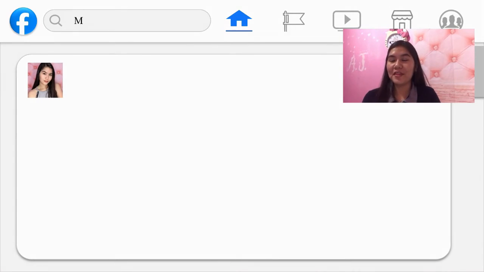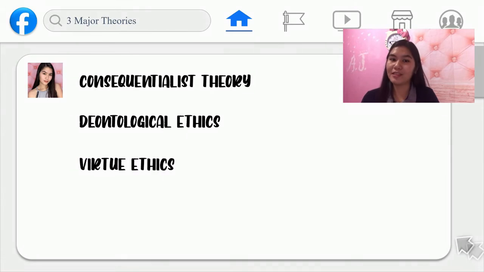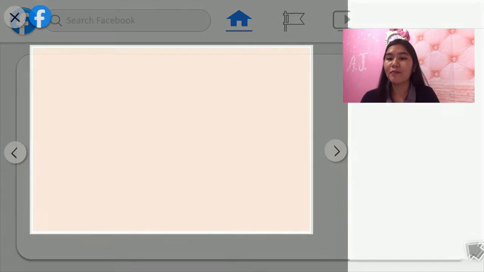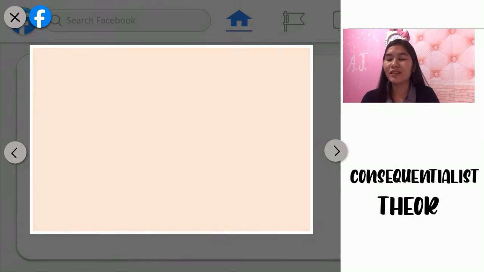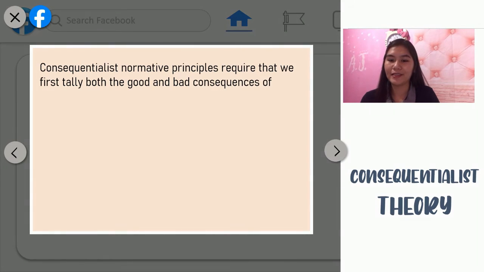So, under normative ethics, there are three major theories: the consequentialist theory, the deontological ethics, and the virtue ethics. So, let's start with consequentialist theory. Its normative principles require that we first tally both the good and bad consequences of an action. Second, we decide if the total good outcomes exceed the total bad results. Assuming the good results are more prominent, the activity is ethically legitimate. Assuming the bad results are more prominent, the activity is ethically inappropriate.